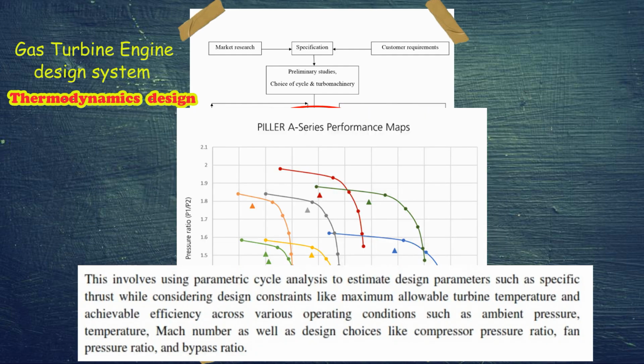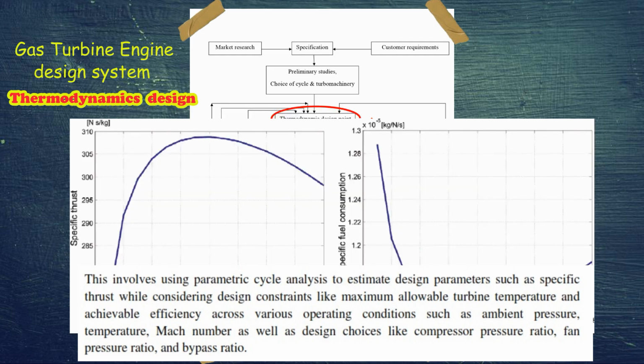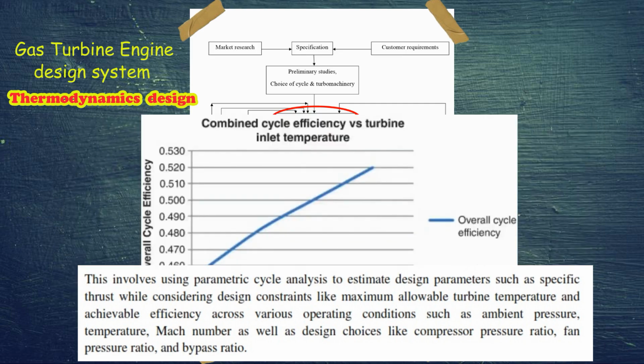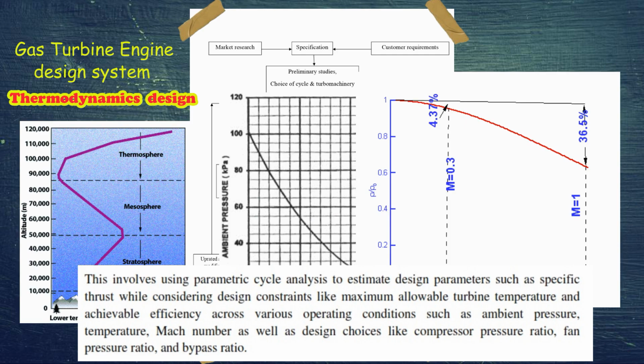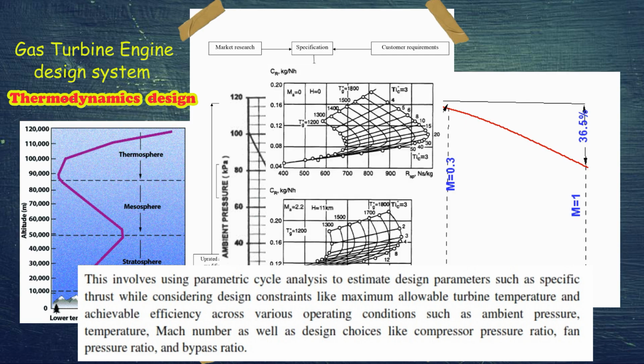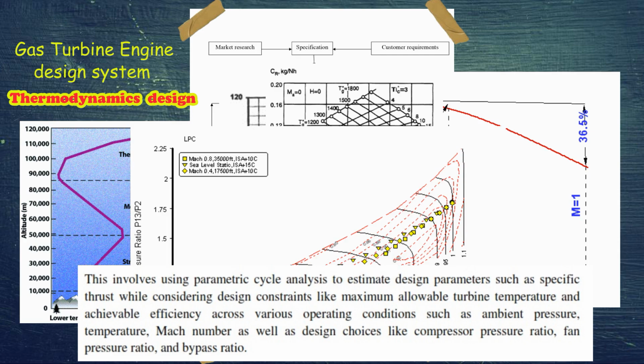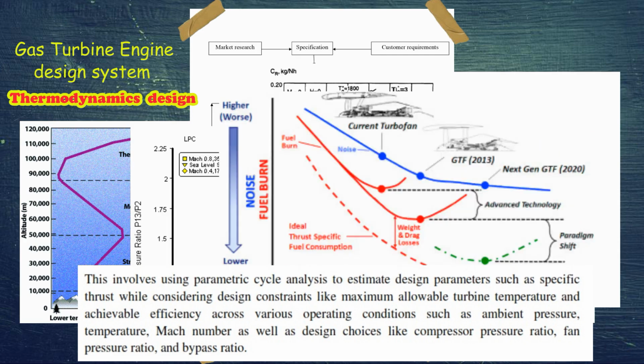This involves using parametric cycle analysis to estimate design parameters such as specific thrust, while considering design constraints like maximum allowable turbine temperatures and achievable efficiency across various operating conditions such as ambient pressure, temperature, Mach number, as well as design choices like compressor pressure ratio, fan pressure ratio, and bypass ratio.